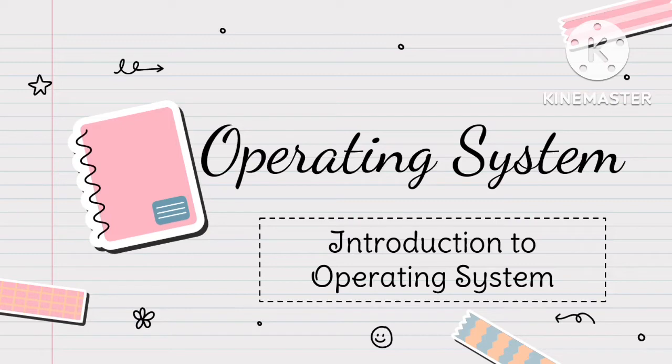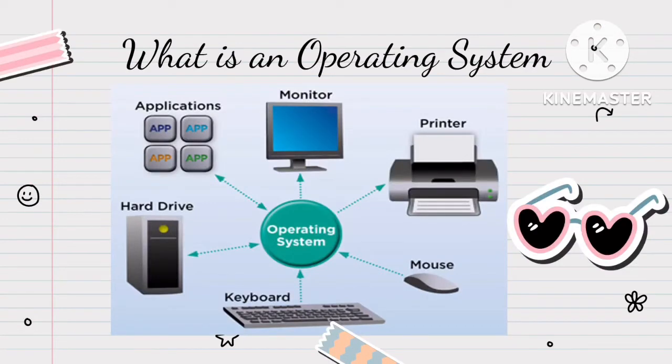The operating system acts as a bridge between the hardware and the software. It provides an abstraction, like converting the high level language into a language that the hardware can understand, that is the bytecode. So the operating system serves this purpose.